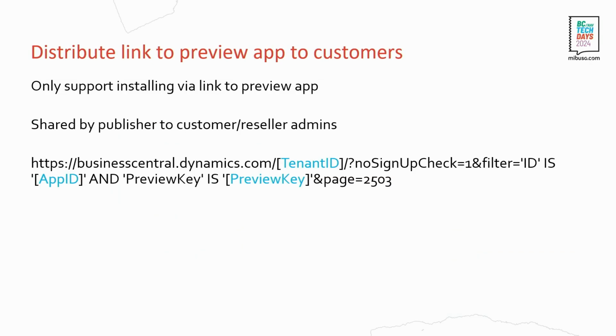Then, to allow customers to install the app, you can share an install link. That's something we support already today. How many in the audience were aware that you can install an AppSource app by link? A little fewer. So that's something you can do already today. You create a link that includes the tenant ID of the customer, the app ID that needs to be installed, and the preview key, and you share that with the customer. The customer admin can run that, and it will be installed in their environment.